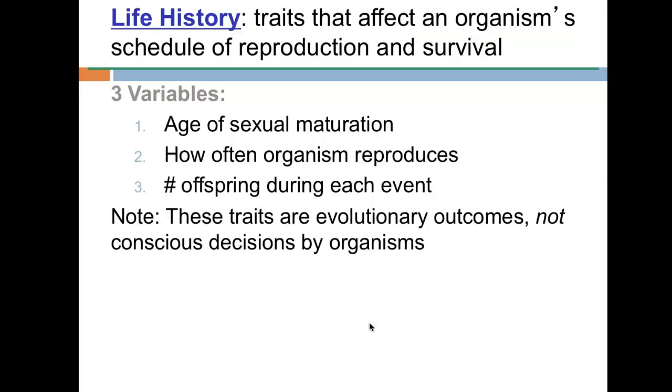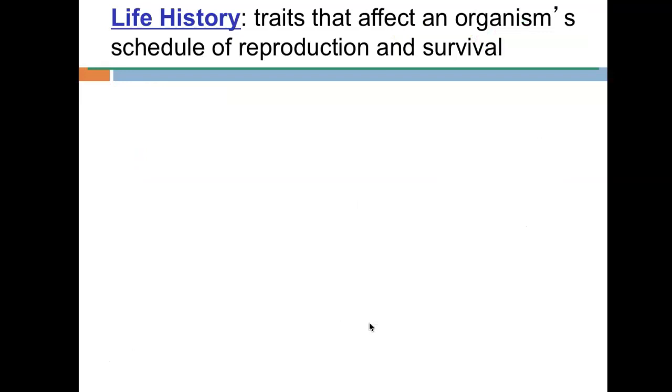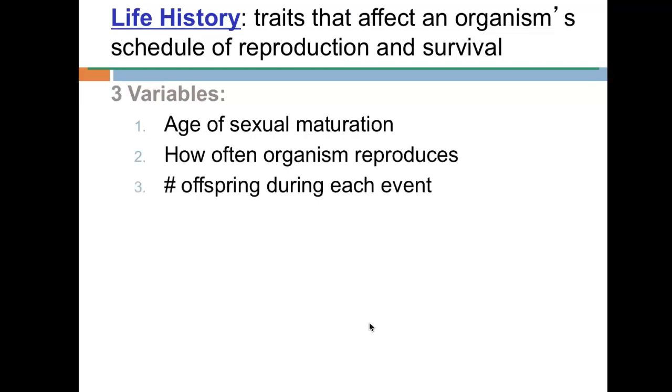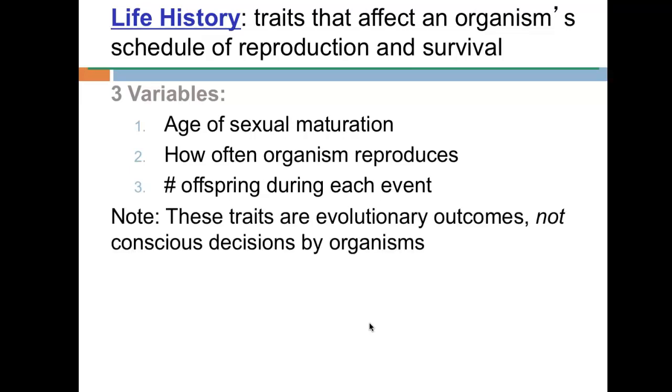All right, I want to talk a little bit about life history. So we're going to skip to life history and the study of the reproductive patterns of different organisms. Okay, I'm just making sure I'm not going too fast on the notes. So life history is the traits that affect an organism's schedule of reproduction and survival. There's 3 variables that are going to determine life history: the age of sexual maturation, how often an organism reproduces, and the number of offspring during each event. So that is going to determine the life history.